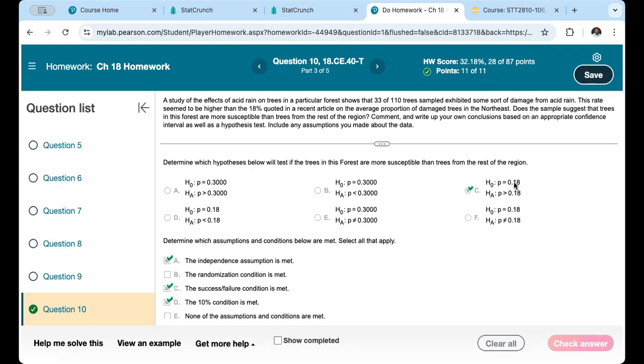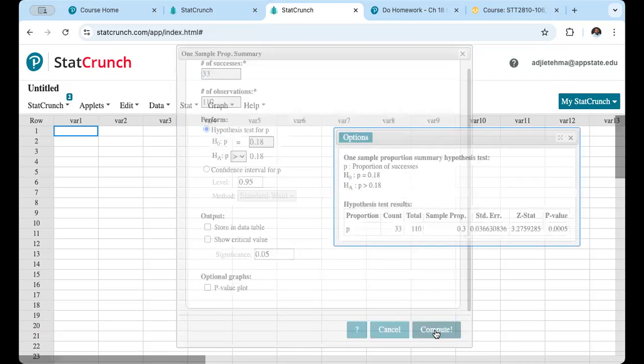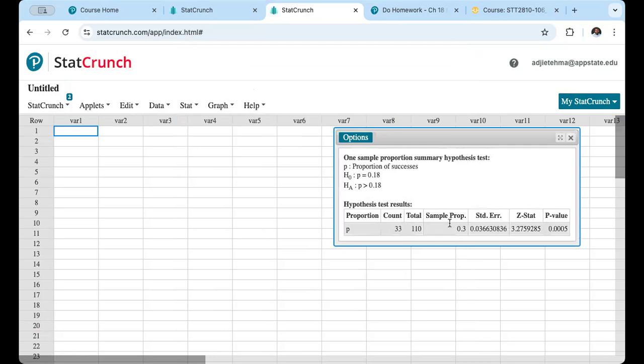P equals 0.18, and here is what, greater than 0.18. So you see, I change this one to 0.18. I come here and I change this to be what? Greater than. Always make sure that your hypothesis is inputted in StatCrunch correctly. Because if you don't do it correctly, it's going to affect the calculation of the p-value. Is that okay? So you see, I check this nicely. And then I just click compute. So this is p hat, which is 0.3.